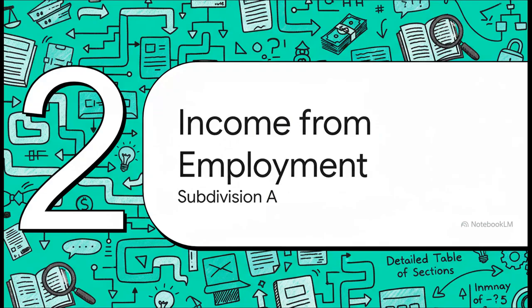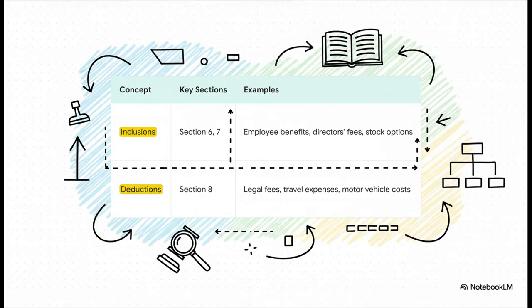Okay, so let's put this into practice and take a look at our first stop. We're going to jump into Division B and specifically Subdivision A. This is where you'll find all the rules for income from an office or employment. And look at the simple logic they use here for employment income. The calculation is basically a two-step dance. First, you add up all the inclusions that are listed in Section 6 and 7. We're talking things like employee benefits, maybe some stock options. Then, step 2, you subtract the allowable deductions you find in Section 8. Stuff like specific travel costs or legal fees tied to your job. That's it. It's a simple add and subtract system.